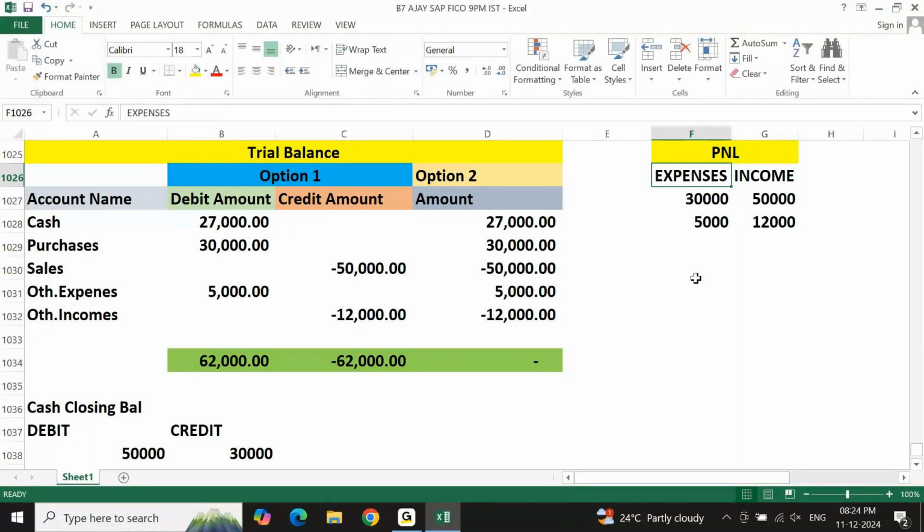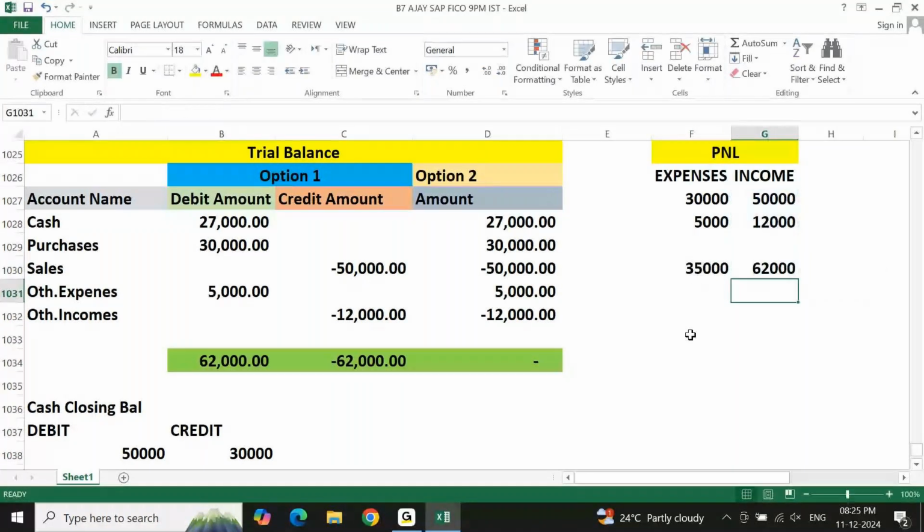a debit, this itself is a credit. So we don't put a plus or minus symbol specifically in the P&L. Even when you prepare a T shape, we don't put a minus sign, because the heading itself is telling a credit, the heading itself is telling a debit. Correct. Now, same thing, we need to do a total of expenses and a total of income.